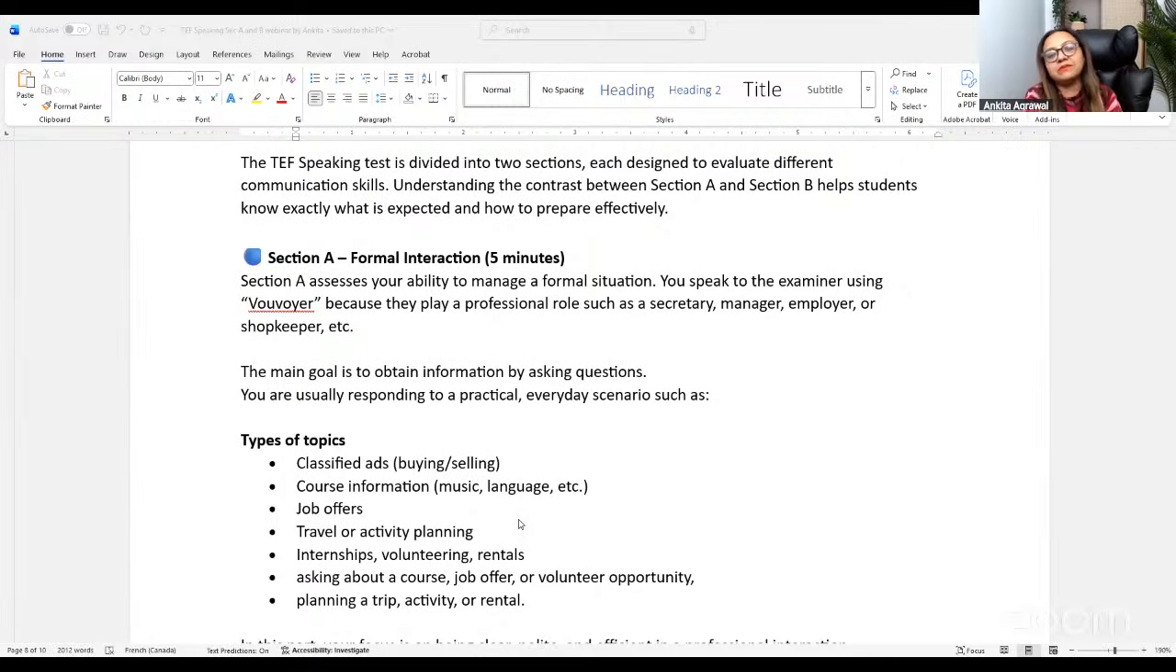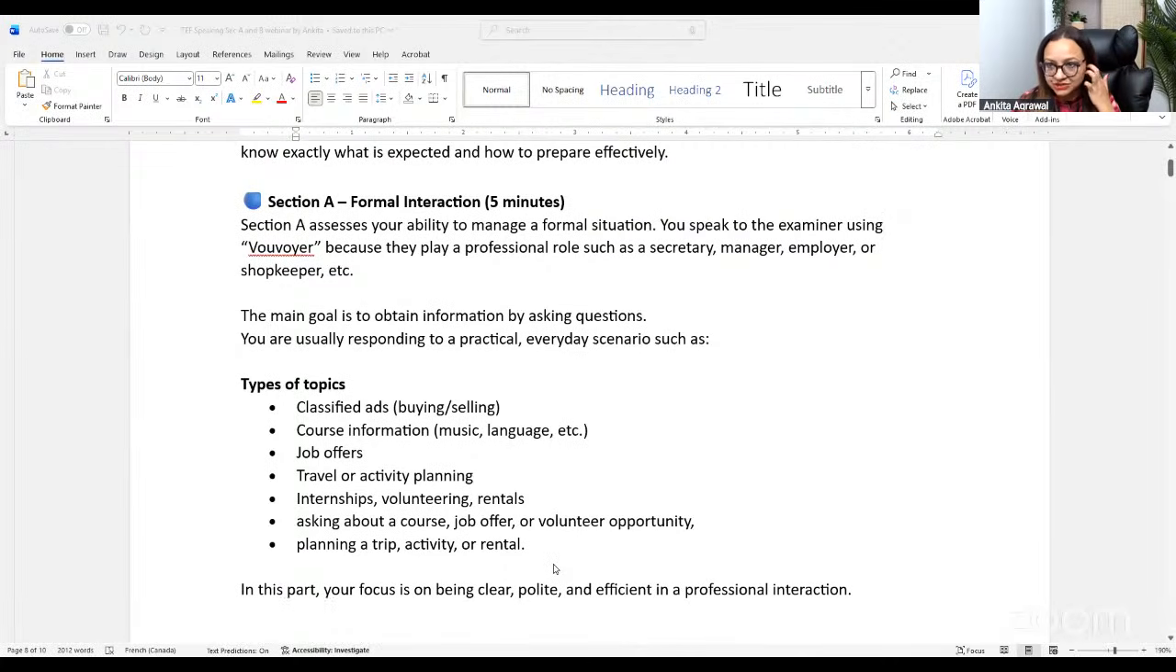Some examiners do allow you to watch the time. In TCF, mostly people allow you to watch the time. In TEF, they may not. But if you're well prepared, you don't have to look at the time. You'll keep asking questions. So in section A, you will have to ask questions. In TEF, it's always vous voyez. It is never tutoyer. It is never asking a question to a friend. In TCF, it could be asking a question to a friend also. So we have to prepare tutoyer, and we also have to prepare vous voyez.